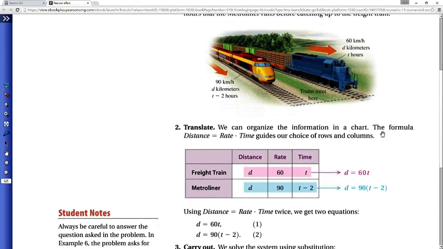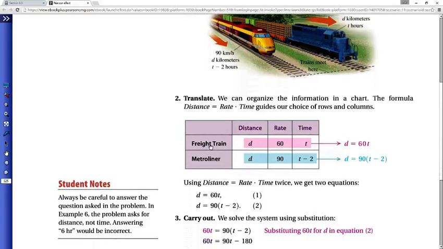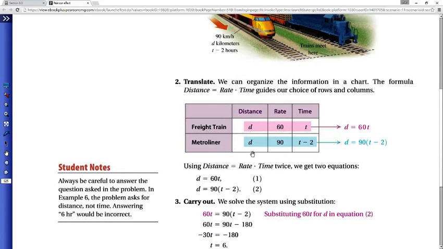So we can put this into a chart, and the formula, distance equals rate times time, guides us on where the rows and columns can be. It's not necessarily true that you have to do it exactly this way, but that's a good formula. That's the most common formula. You could do one of the division ones too. But this is nice because it goes here as a freight train. If it went a certain distance, it would equal the rate times the time. So here it is with 60 times t. So d equals 60 times t.